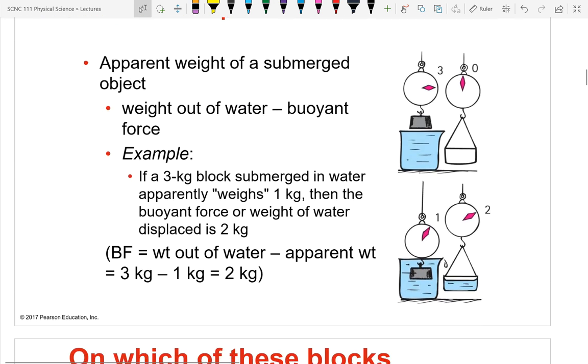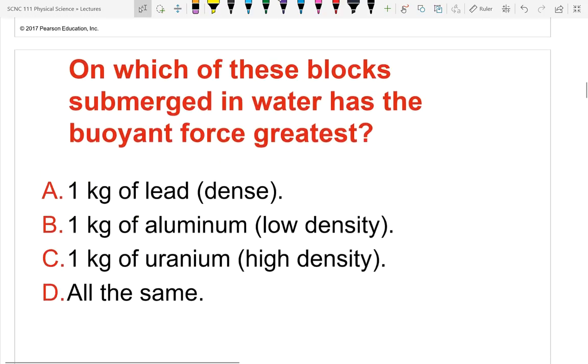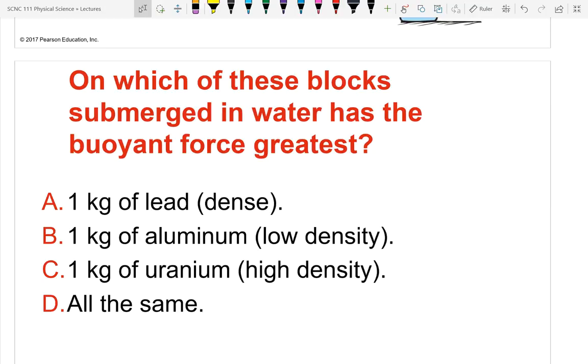So all of this is to go through the example we just did. Now a question to make sure that you're following along. We have 1 kilogram blocks of lead, aluminum, and uranium. Notice it tells us the relative densities. Aluminum is low density, uranium is high density, and lead is intermediate, believe it or not.